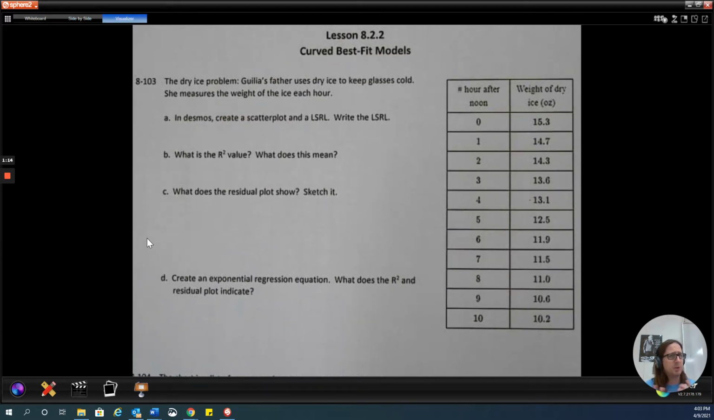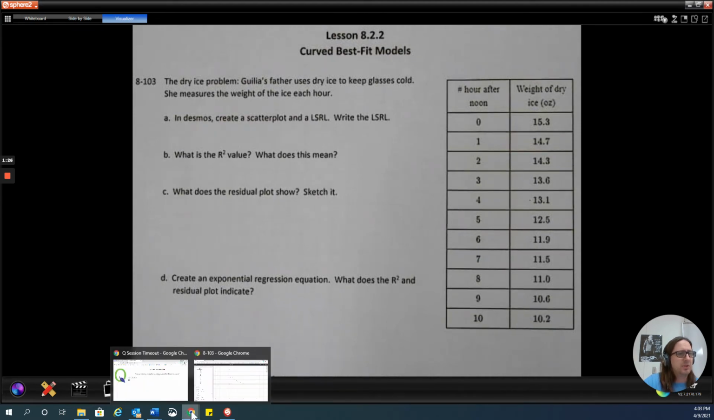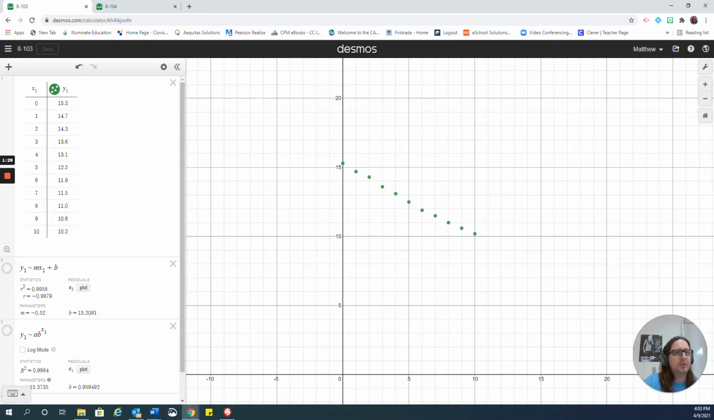So in Desmos, we're going to create a scatter plot of the data and look at the LSRL for it. I've already entered in the data because I'm a nice guy. So here's all of our data. Remember, you use the table button where you add an item up there and then make a table. That's what I did. Here's noon, and then until 10 o'clock at night, she's just weighing dry ice. So this is our data right here.